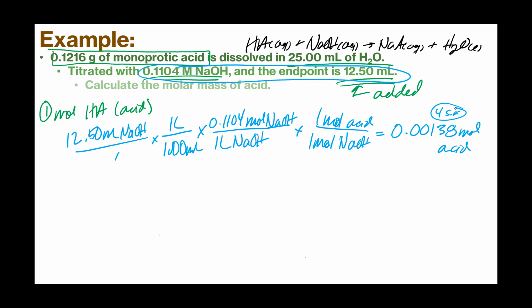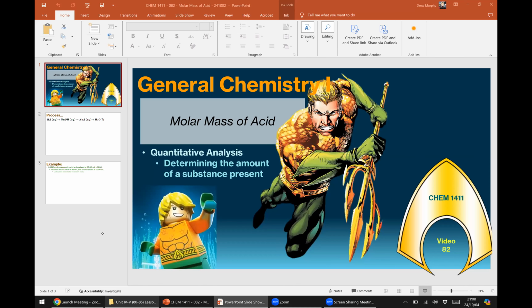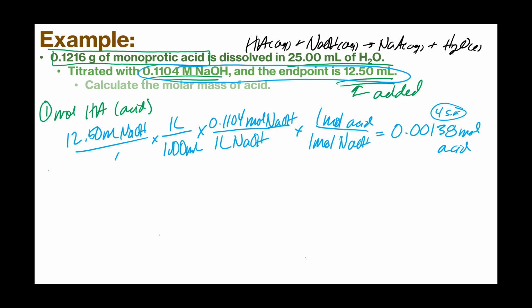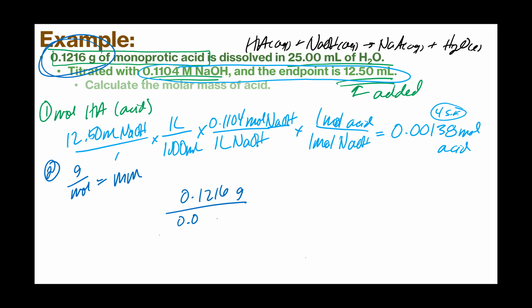All right, so there's that part. The next thing we're going to need is what? We have moles, so we're almost done. We need grams per mole to give us molar mass. These are the grams; we were given the grams at the start. So 0.1216 grams divided by 0.00138 moles means our molar mass is 88.115942 grams per mole.